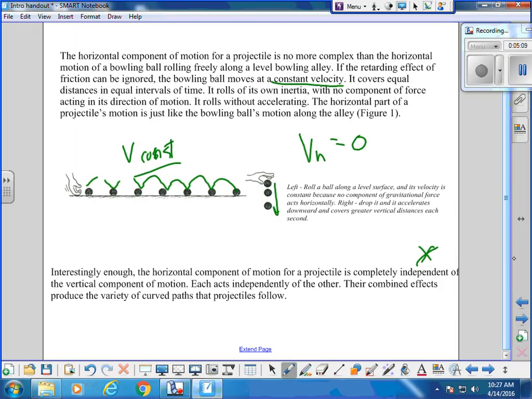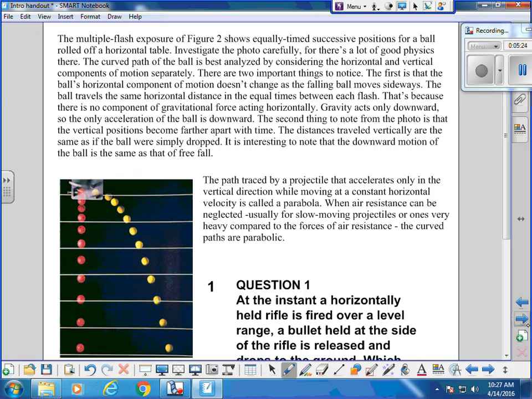Each acts independently of the other. Their combined effects produce the variety of curved paths that projectiles follow. So I keep coming back to that. The horizontal and the vertical components are independent of each other. Should be labeled too, horizontal and vertical.